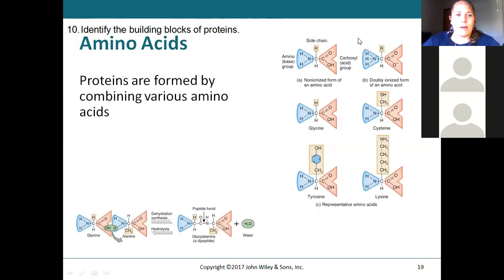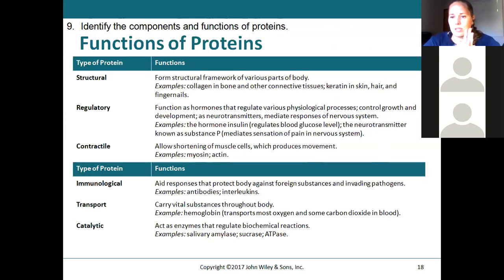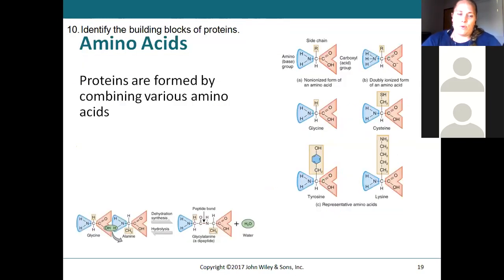Okay, so questions about components and functions of proteins. We'll talk about what the actual structure of proteins are here in a second. Okay, I'm going to keep moving forward.